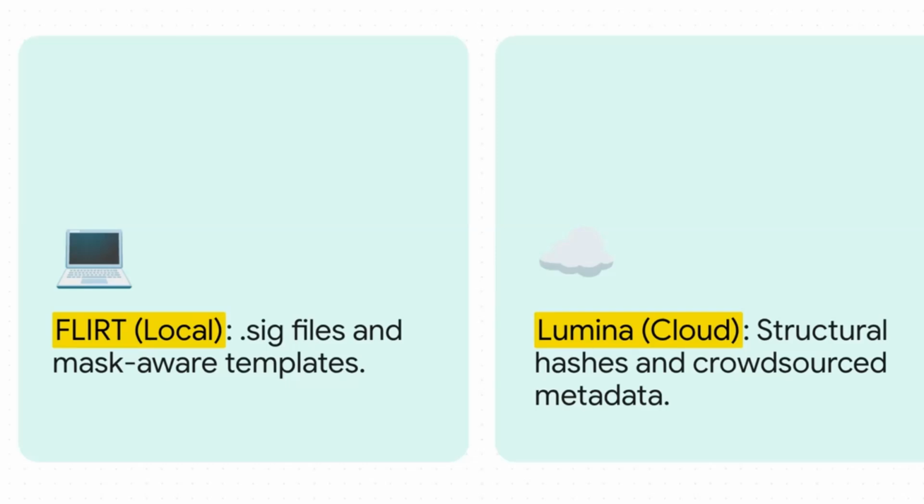So, comparing the two, FLIRT is your traditional, local powerhouse. It uses .sig files and executes entirely on your local machine. Lumina is your modern cloud connection, relying on distributed metadata. And hey, if you're working in a highly secure corporate or defense environment, Hex-Rays even offers private Lumina. This lets highly secure teams run that massive intelligence database entirely on premises.